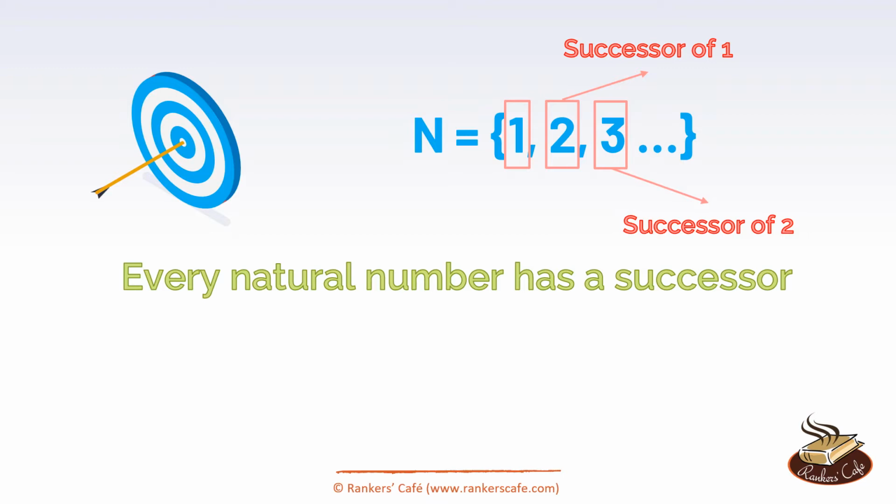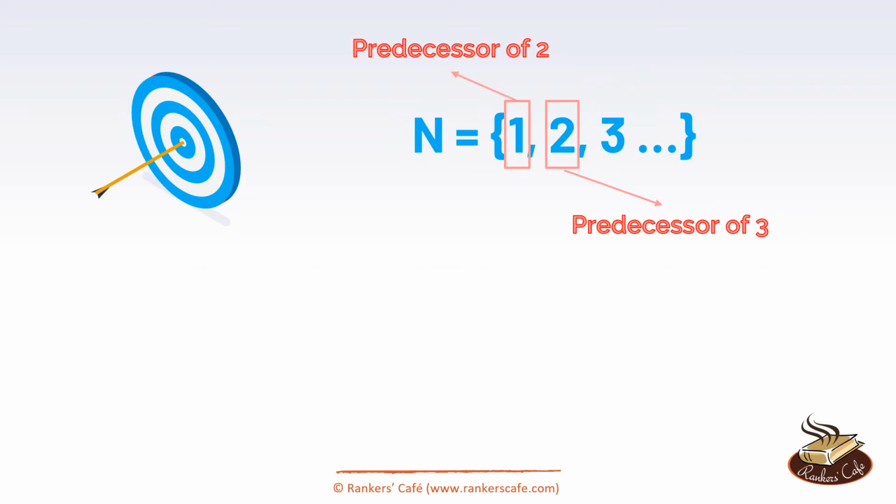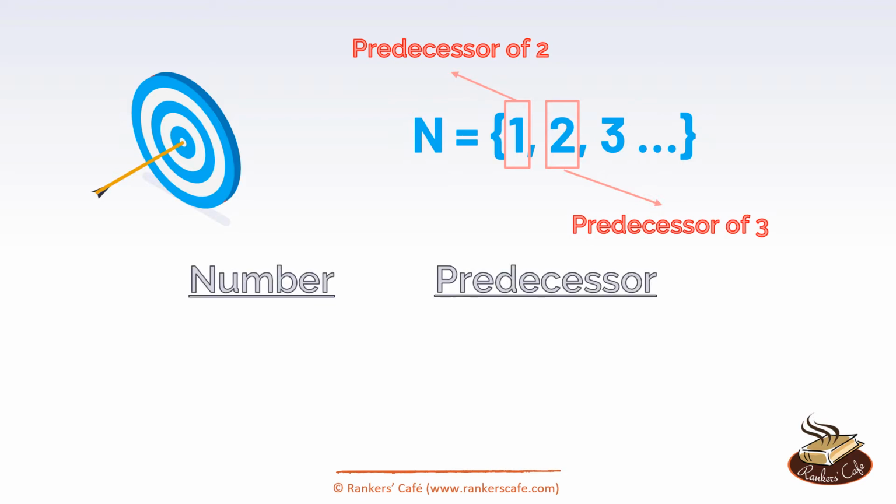We have read that every natural number has a successor. Similar to the concept of successor, we have a concept of predecessor, which is obtained by subtracting 1 from the number. So, what is the predecessor of 14? It is 13, right? And what is the predecessor of 70? It is 69.